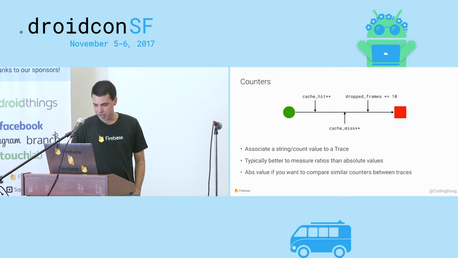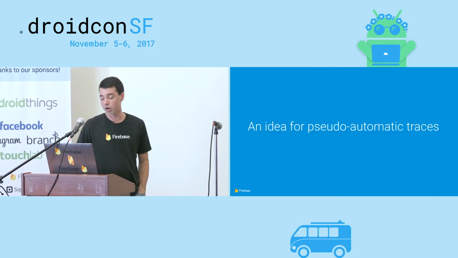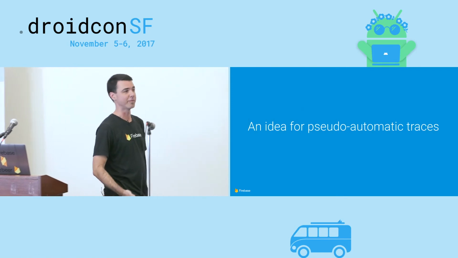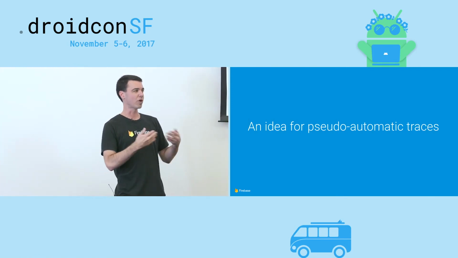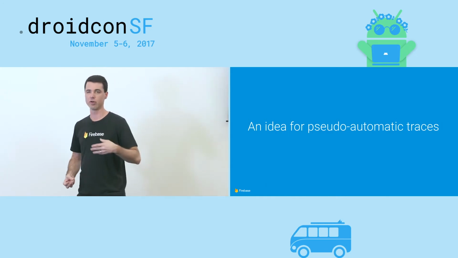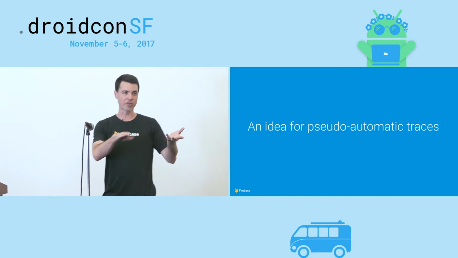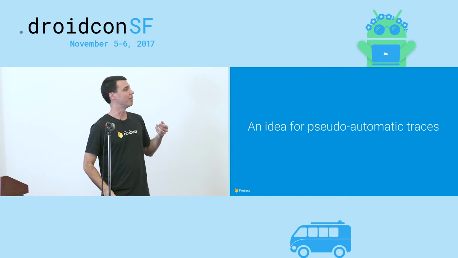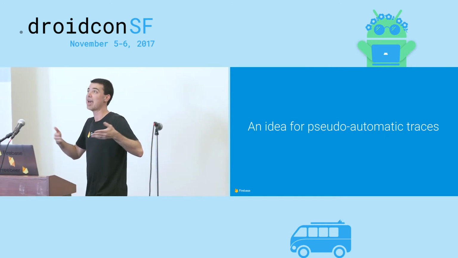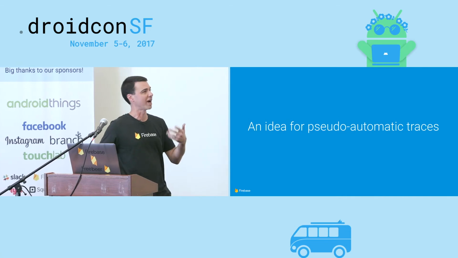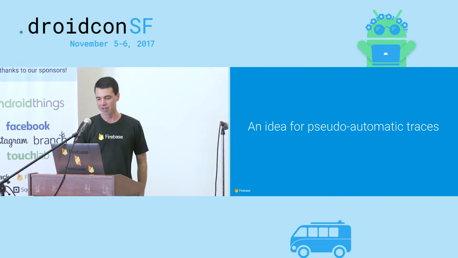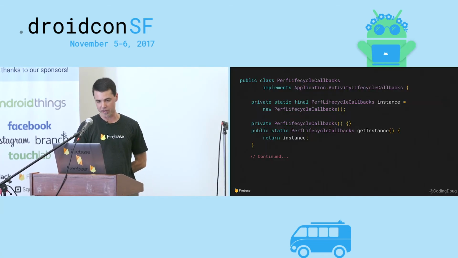Let's see, I'm going to jump ahead to pseudo-automatic traces. So I actually wrote a blog post about this a couple months ago. It can be kind of a pain to write all these traces, right? You're writing a little bit of code to invoke this trace, start it, and stop at the right point. I think it would be great if, say, every activity in my app was fully instrumented without writing lines of code in every activity. So I have an idea for something that you could implement.